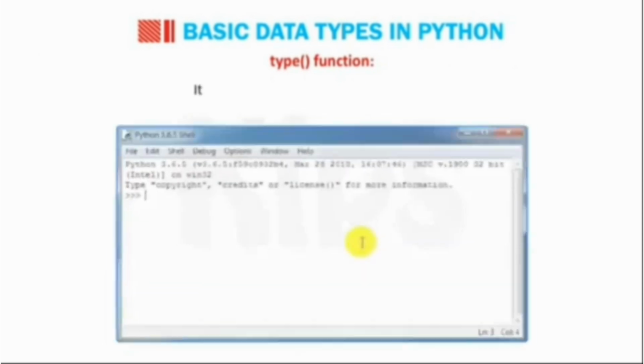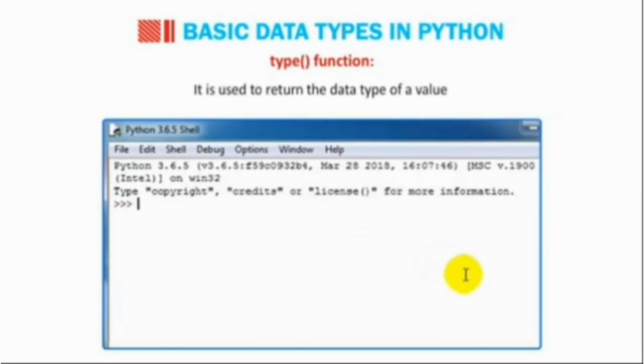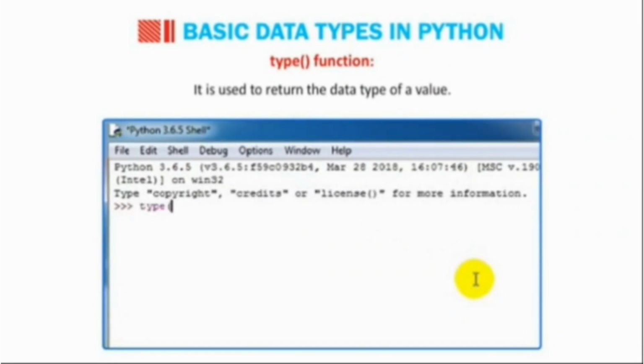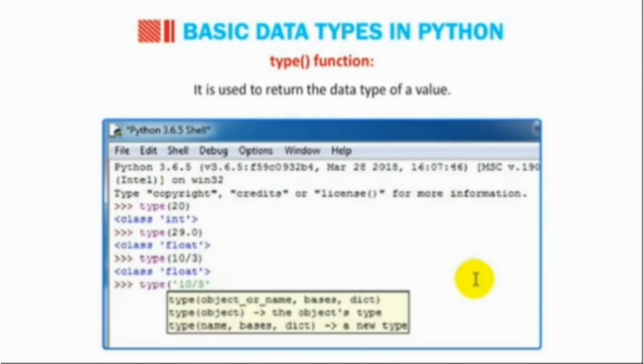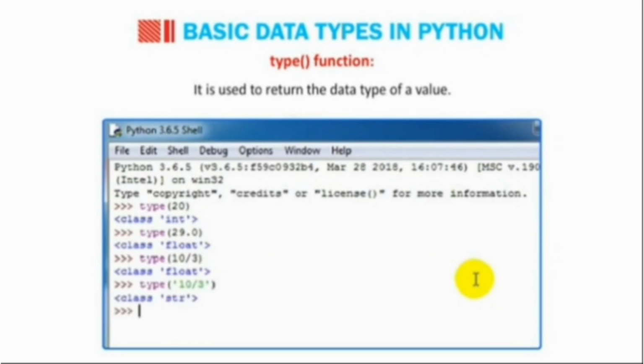The type() function is used to return the data type of a value. type(20) gives class 'int'. type(29.0) gives class 'float'. type(10/3) gives class 'float'. type('10/3') gives class 'str'.